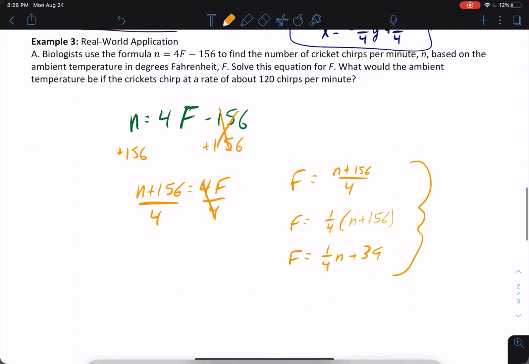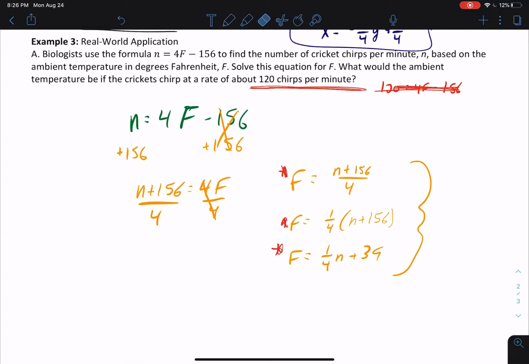All right, but we're not quite done. We're going to take it a step further now because I'm telling you that the number of chirps is 120 per minute, and we're trying to figure out what is the ambient temperature. So instead of going back and plugging 120 in for N and solving for F this way, which we do know how to do, let's use one of our literal equations that we rearranged for F in order to solve for this.